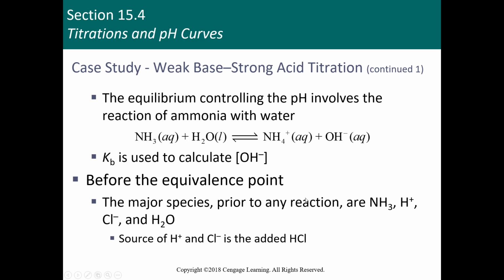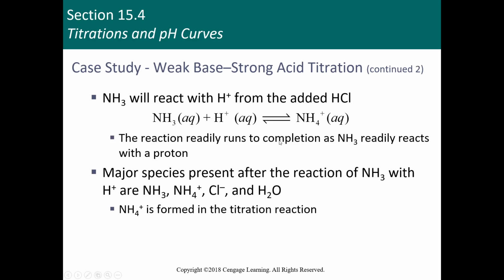So before the equivalence point, our major species prior to any reaction are going to be NH3, the H+, the Cl-, and the H2O. The H+ and Cl- are due to the acid HCl. The Cl- won't have any effect in these. The H+ will work to neutralize the NH3 to produce NH4+ with this reaction right here. So the reaction will run readily to completion, with the H+ given off by that HCl reacting with our NH3.